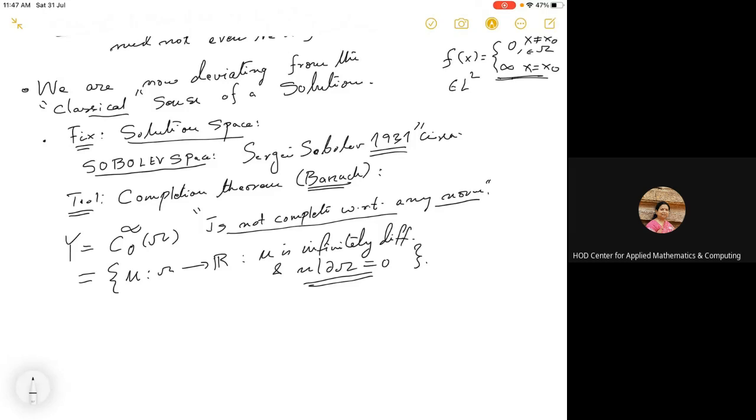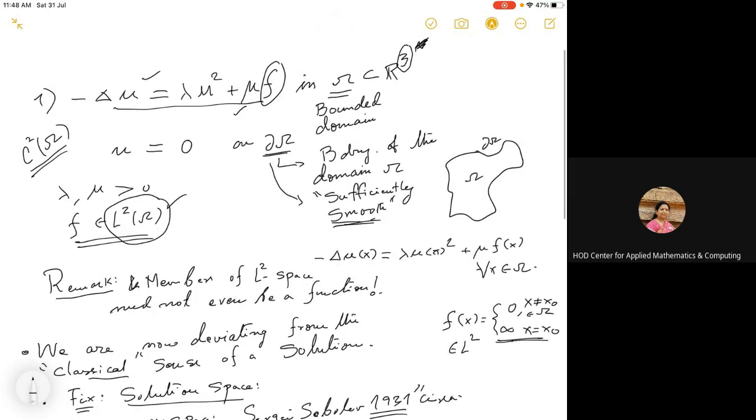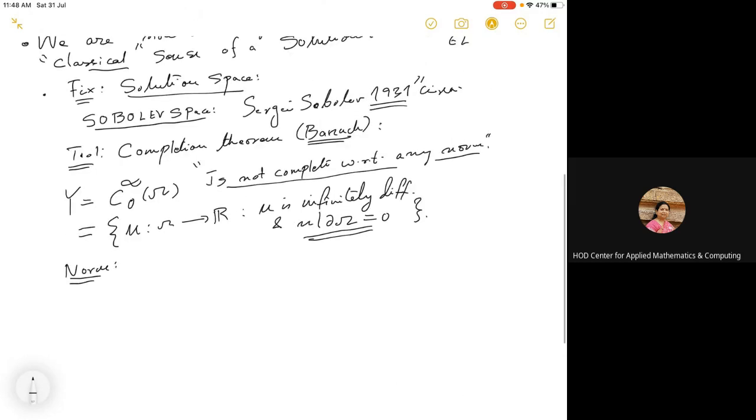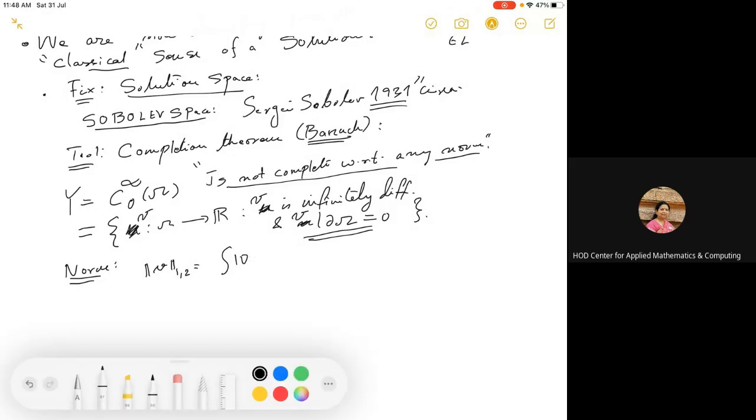So in order to complete this, the norm which was chosen by Sobolev is the following. I have used the symbol U for the unknown, so let me use the symbol V here, because I have already used U for the solution of the PDE. So the norm which was used here was, sorry, I'm extremely habituated to writing U for everything.